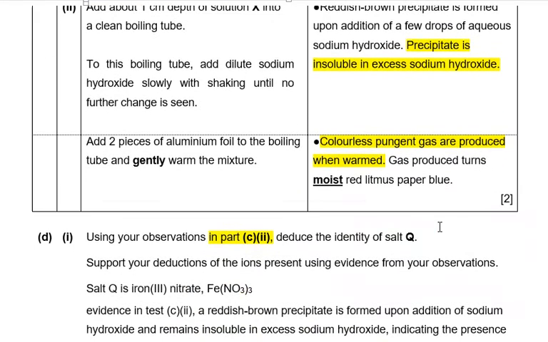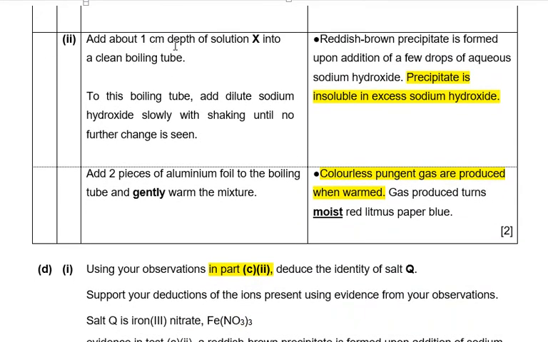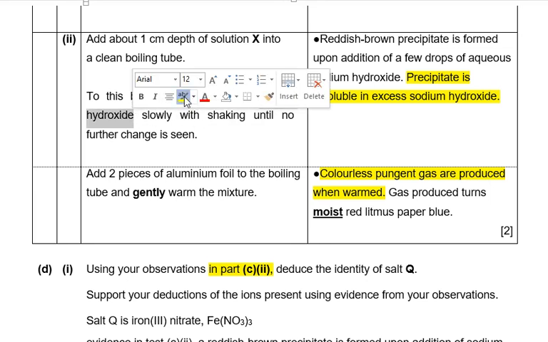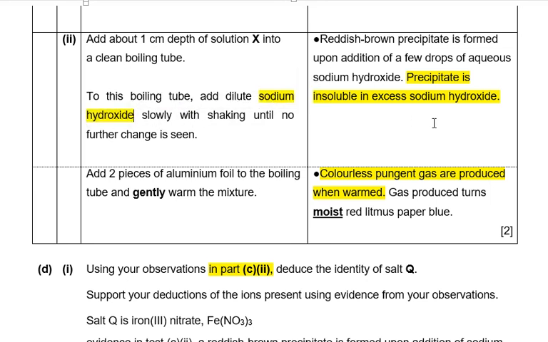Now for the last part, C part 2, you are asked to add 1 cm³ of solution X into a clean test tube. Add dilute sodium hydroxide with shaking until no further change. Now this one is a standard test for cation. Okay, you're going to test for what cation is there in your X. So I don't know why this is a giveaway mark and yet some of you are not recording it properly.